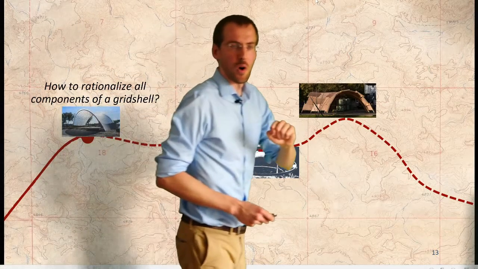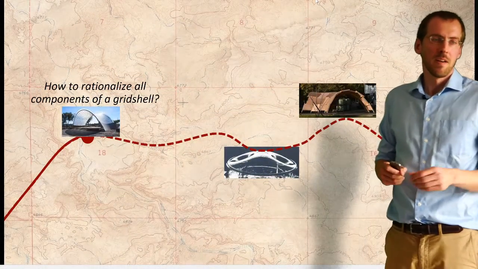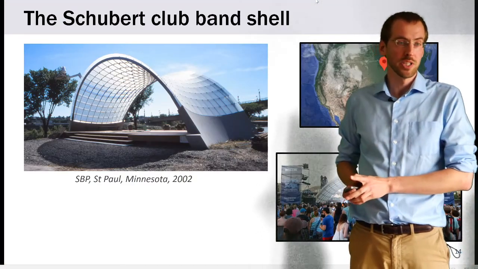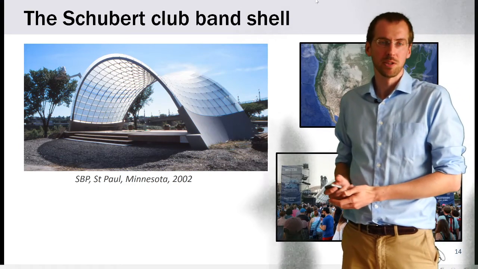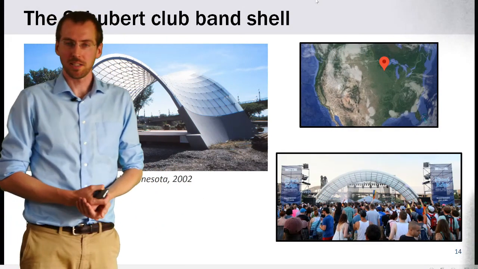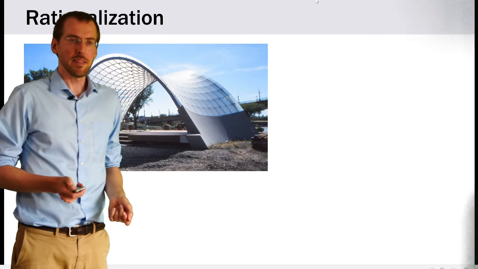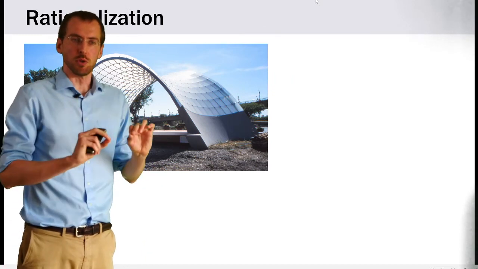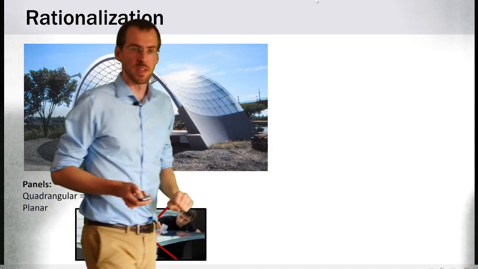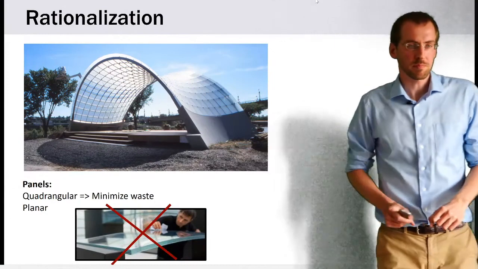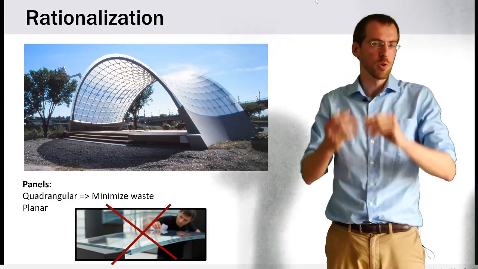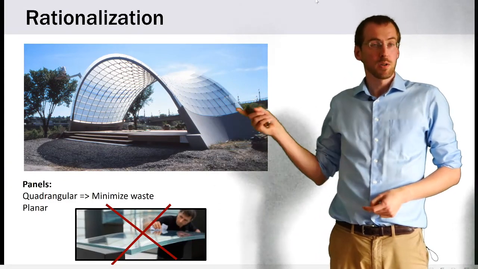So let's start our exploration by looking at this little pavilion. It's called the Schubert's Club Band Shell. It's built in St. Paul in Minnesota. It's a structure used for concerts in a park for summer festivals. And there are geometrical tricks that allow to simplify each single component of this structure. For example, looking at panels, they are quadrangular, so this tends to minimize the waste compared to other, like triangular or more complex patterns. And the panels are planar.